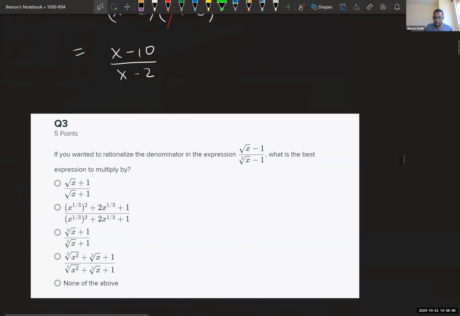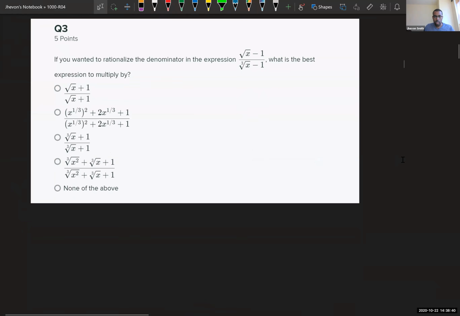Moving on. So this is another one where very minimal calculations are needed. You want to rationalize the denominator. Just realize that this is a difference of cubes. So you should be thinking of how can I cube the first guy?